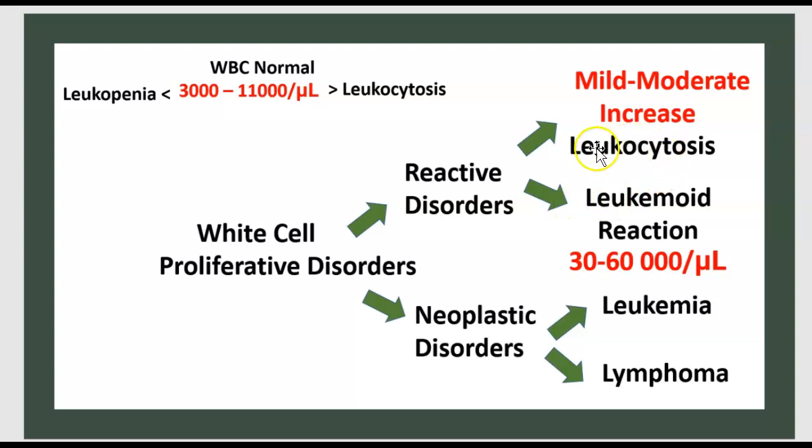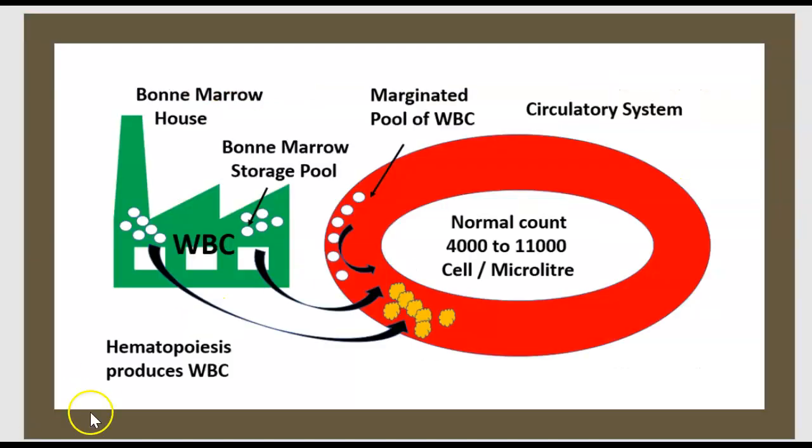How do we make the difference between leukocytosis and leukemoid reaction? Hematopoiesis is the production of WBC. In the bone marrow, there is a storage pool of WBC. In the circulatory system, there is a marginal pool of WBC.